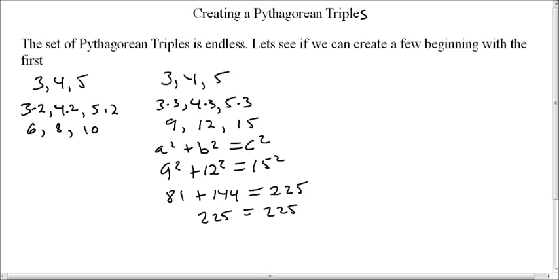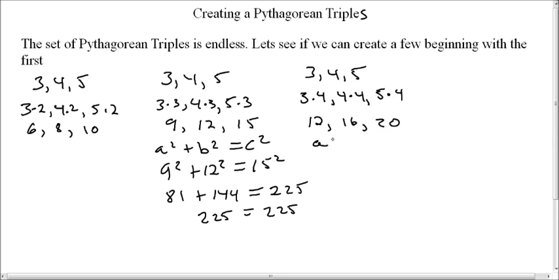Well, what happens if we scale it by 4? What are we going to get? Again, we're trying to see how we can use the first one to our advantage. So if we scale 3, 4, 5 by 4, we will have 3 times 4, 4 times 4, 5 times 4. That's going to give us the integers 12, 16, and 20.